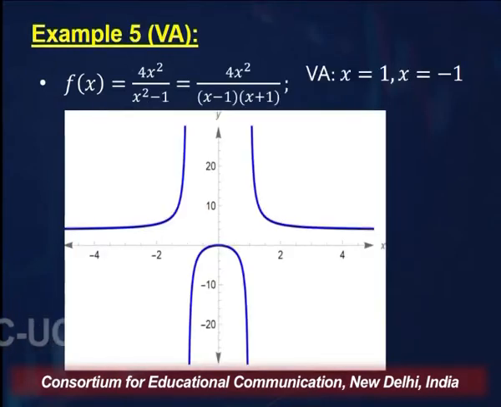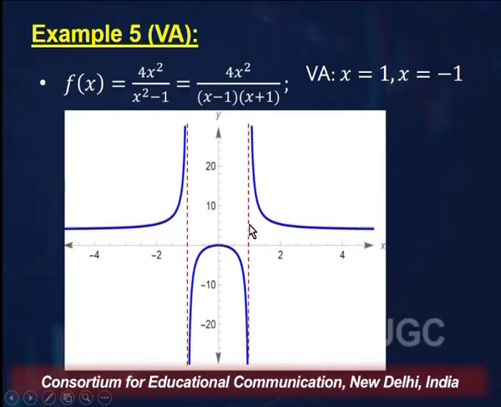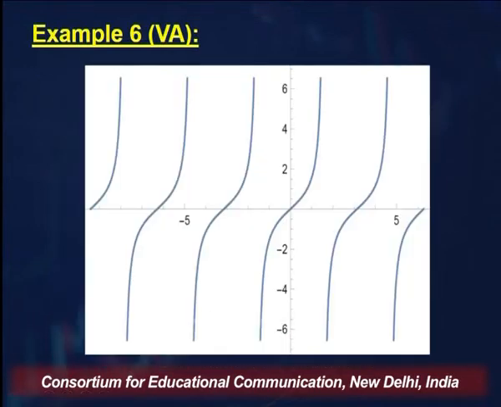This is another example that I have for you to check for vertical asymptotes. Here you can see that x equal to 1 and x equal to minus 1 will both qualify as vertical asymptotes, because to the right of 1, the function is shooting off to infinity, and to the left of 1, it's shooting off to minus infinity. Similarly, you can see the behavior on both sides of x equal to minus 1 as well. The limits don't exist, so these are very much vertical asymptotes. And let me move back one slide.